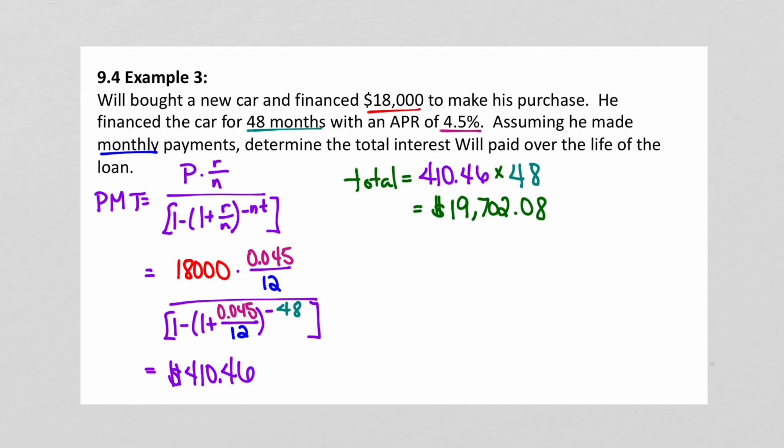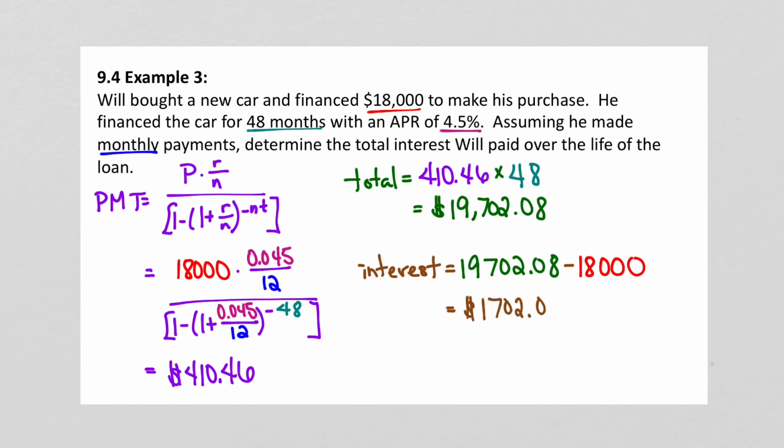And last, again, we're trying to figure out the interest. So if he's paying this $19,000 total, we can subtract off the amount he financed, and that will tell us how much interest is left. So he paid $1,702.08 in interest.